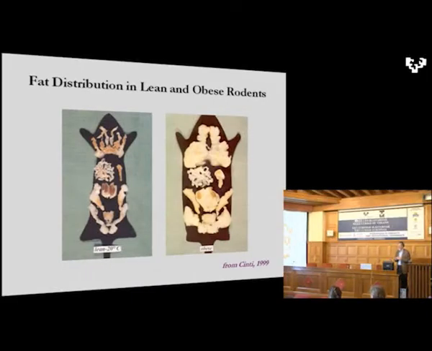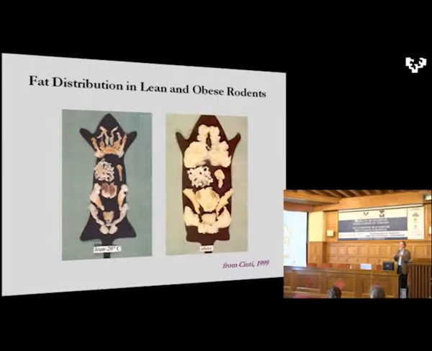Now, this slide, of course, is not of people, it's of mice, and it's from a classic book on the anatomy of adipose tissue by Saverio Cinti from the University of Ancona in the middle of Italy. And what he's done is to dissect out most of the key adipose tissue depots, both from a lean mouse and from an obese mouse.